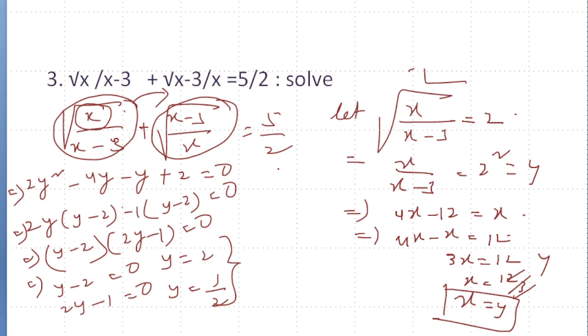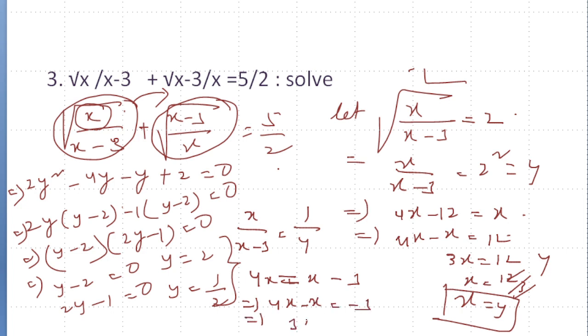Similarly, in the same way, put the other value, that is 1 by 2. Then it will come x by x minus 3 is equal to 1 by 4. Now multiply: 4x equals x minus 3. So 4x minus x is equal to minus 3. Then 3x is equal to minus 3 and x equals minus 3 by 3 equals minus 1. So what are the two values that came? One value came 4, one value came minus 1. That is our unknown part.